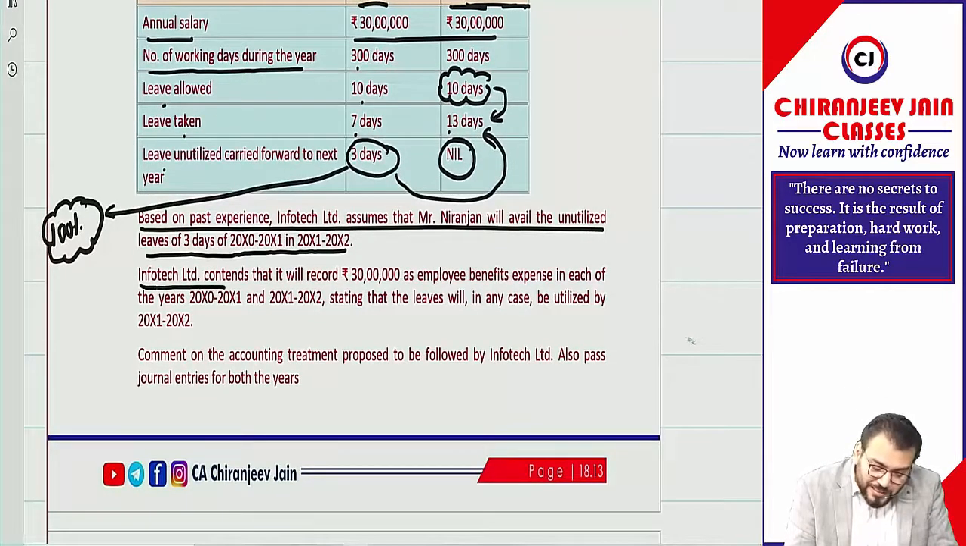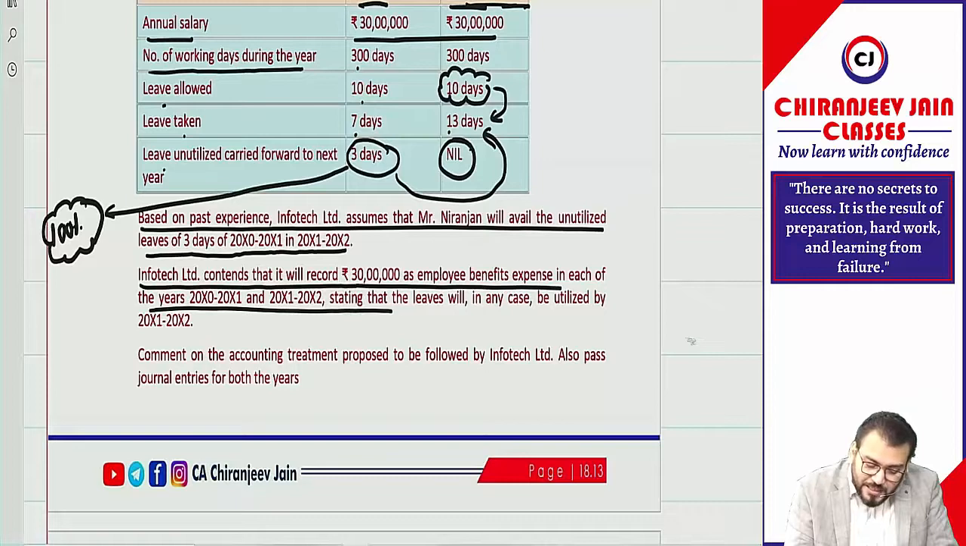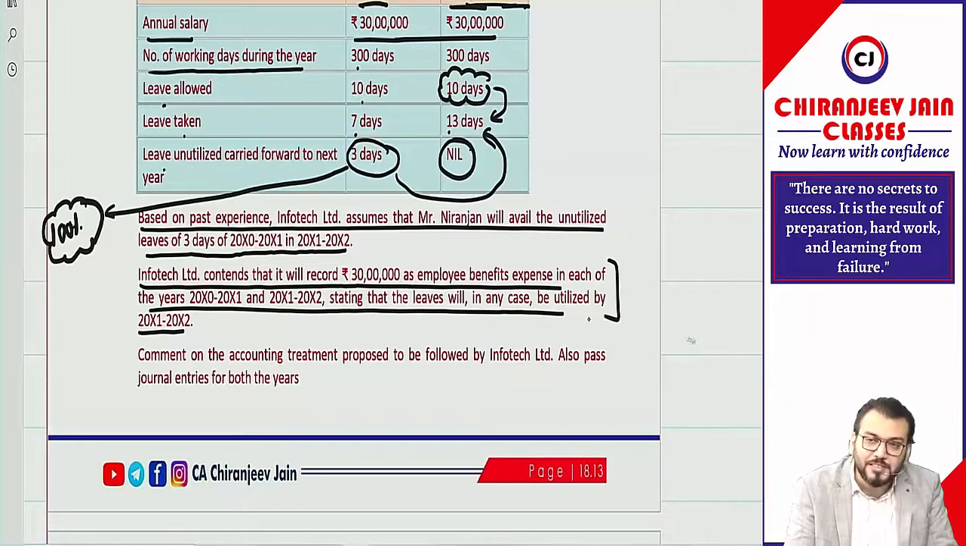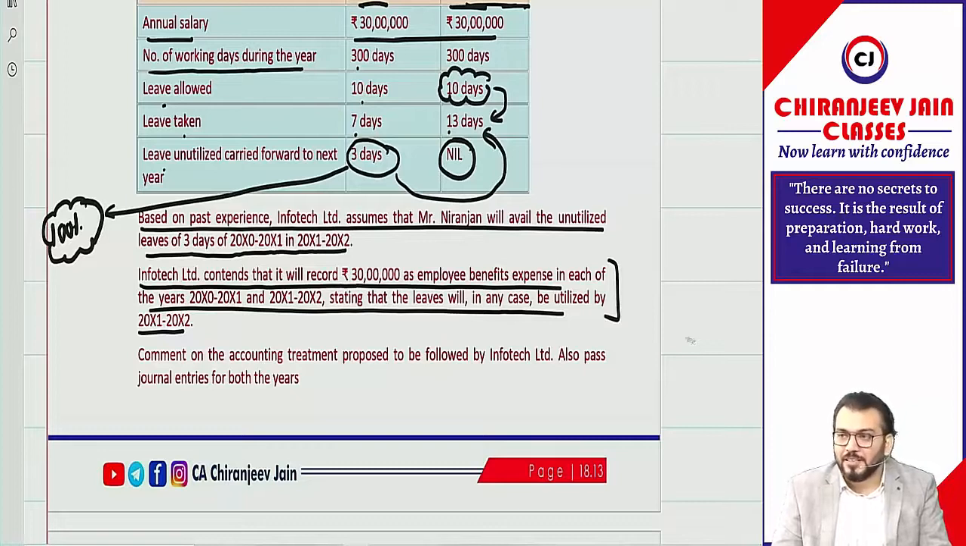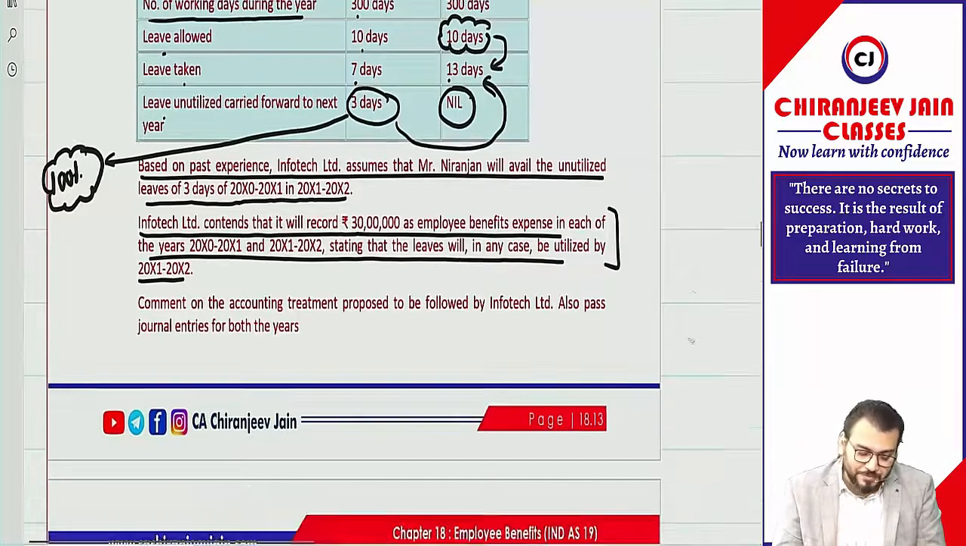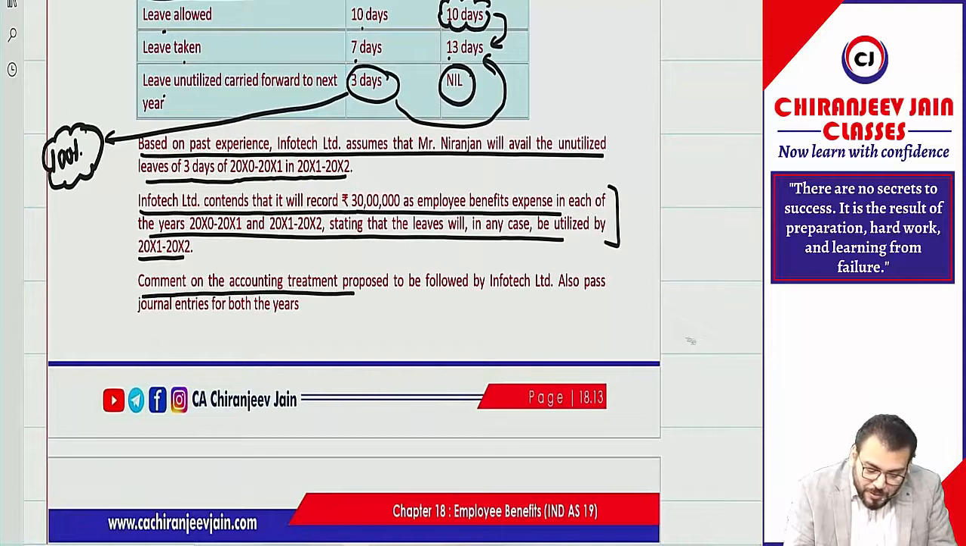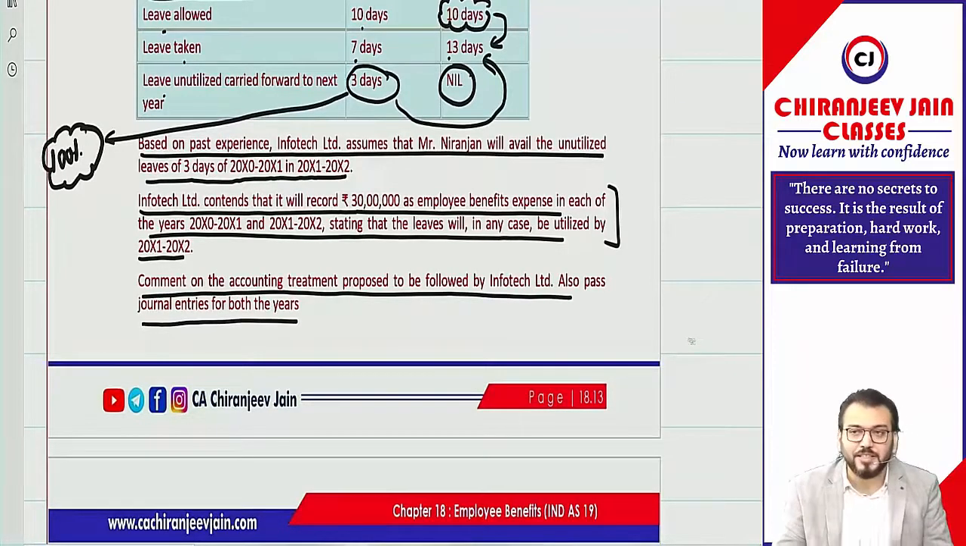Infotech Limited contends that it will record 30 lakh as employee benefit expense in each of the years, stating that leave will in any case be utilized by 2001-2002. They have given an incorrect accounting treatment. They are saying we recognize expense 30 lakh, 30 lakh irrespective of availment or non-availment of leave. Correct? Comment on the accounting treatment proposed to be followed by Infotech Limited. Also pass journal entry for both the years.